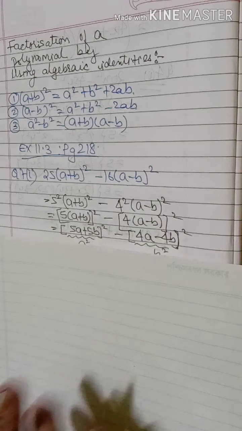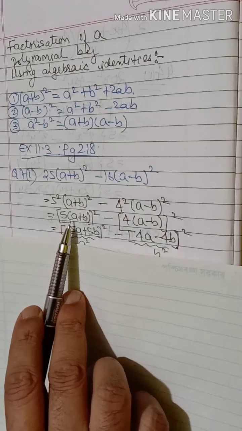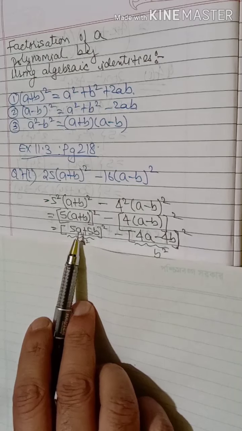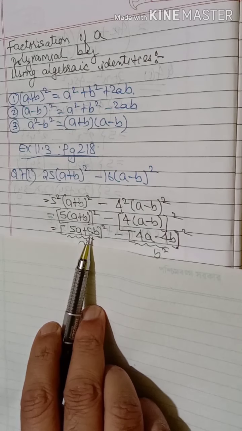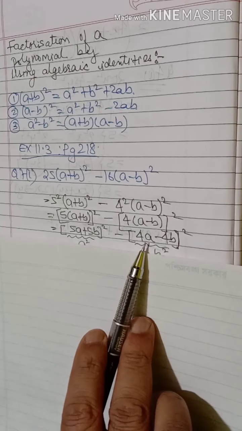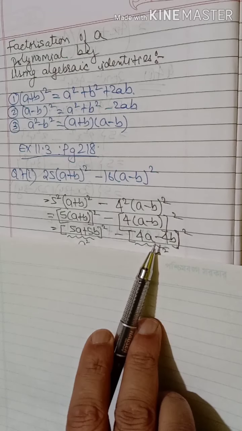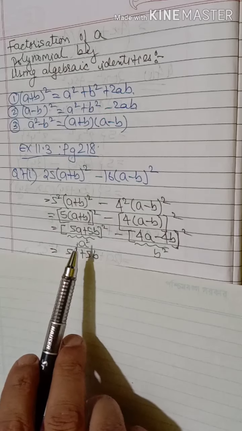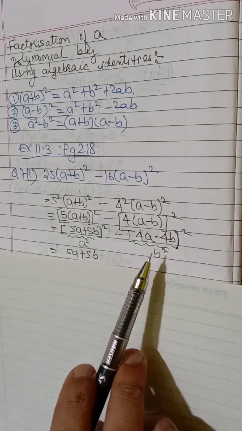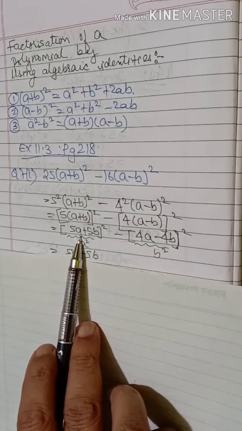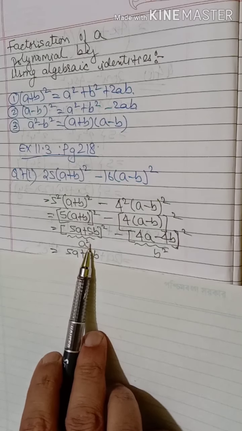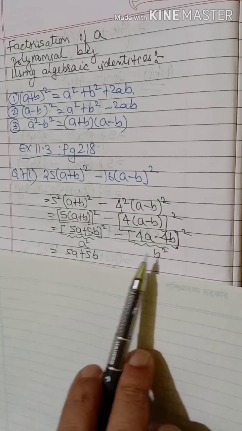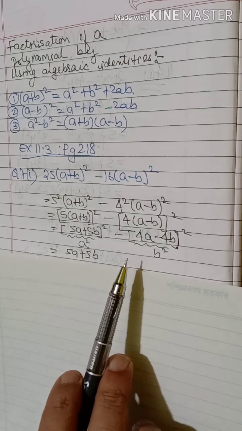Now we can multiply the 5 inside the bracket. 5 into a gives 5a and 5 into b gives 5b, and 4 into a gives 4a and 4 into b gives 4b. Now this is in the form of a square minus b square. 5a plus 5b, this whole thing acts as our a, and 4a minus 4b, this whole thing acts as our b. So this is in the form of a square minus b square.